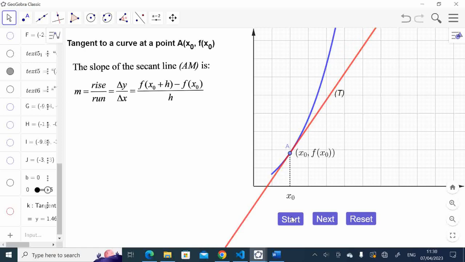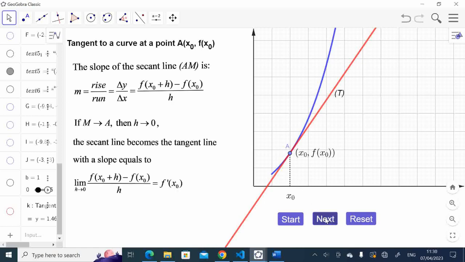So if I want to find the slope of the tangent, when I make h go to 0, I'm going to A, and the secant line becomes the tangent line. It becomes this red line, which is the tangent line. So the slope of the tangent will be the limit of this as h approaches 0, which is f prime of x0.